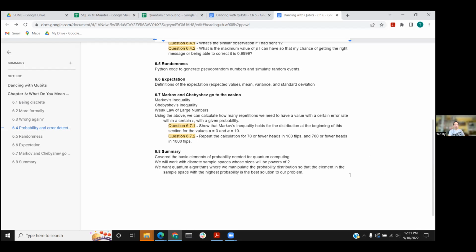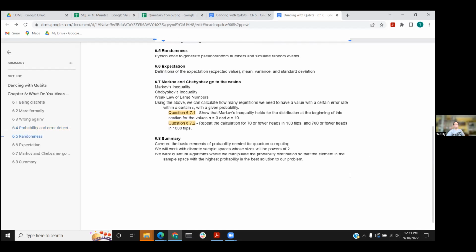All right, so then in summary, basically, we're going to have this probability that helps us calculate repetitions, and we're going to be working with these discrete sample spaces whose sizes are powers of 2. And somehow, when we do these calculations, we're going to devise an algorithm. We're going to have the set of calculations that we perform, the manipulations of these qubits. We're going to do them so that we want the answer to the problem that we're trying to pose to be the highest probability.